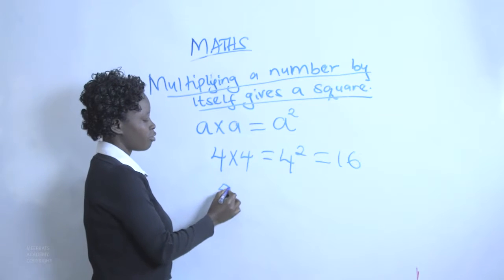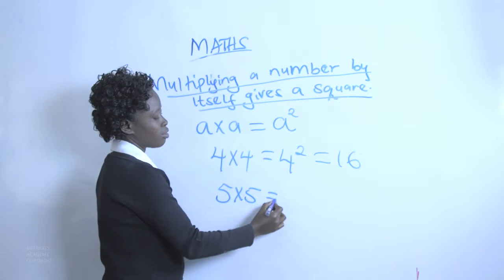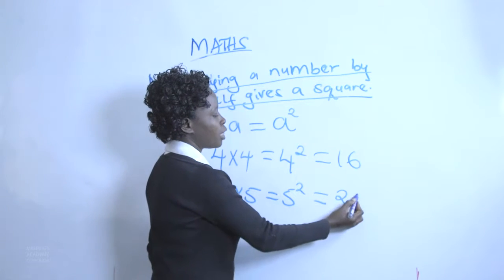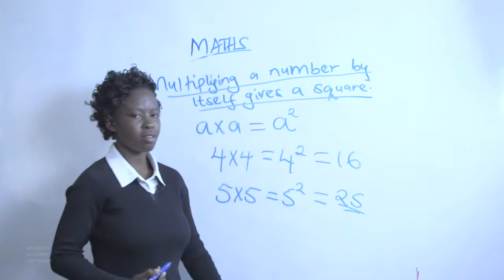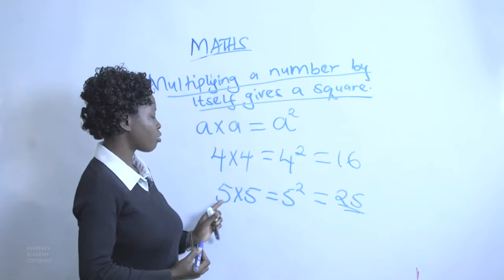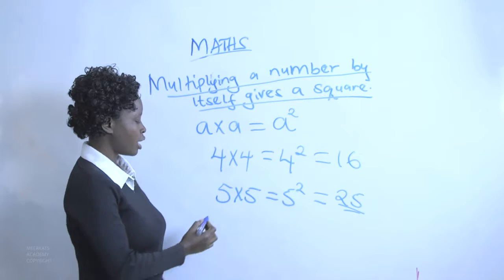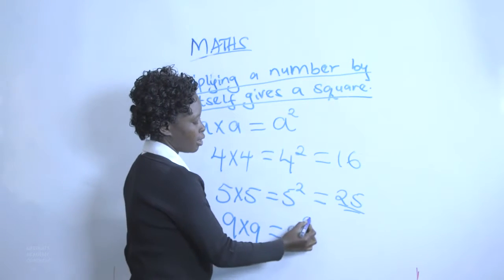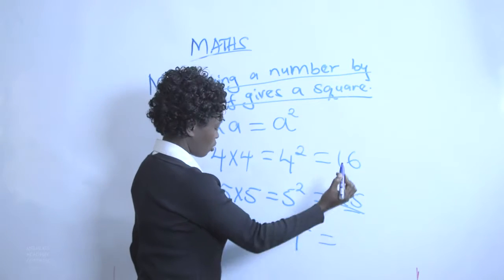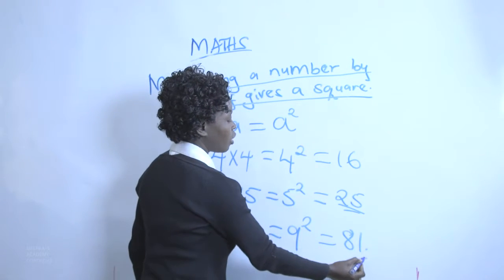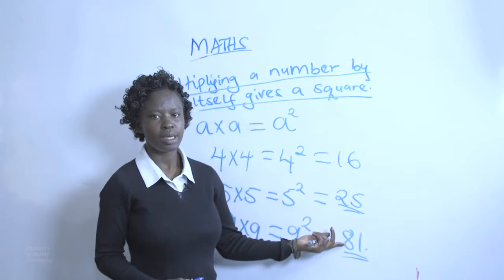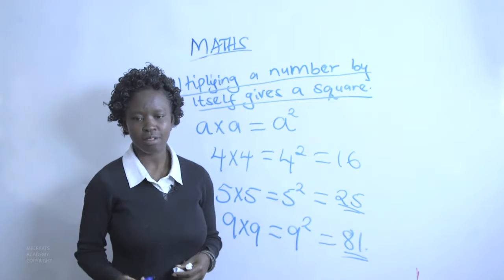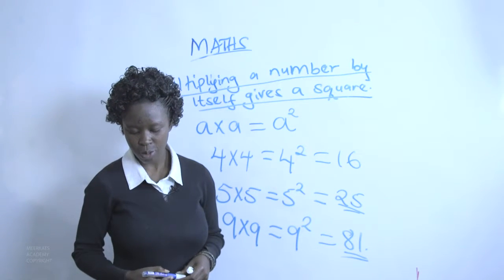Then if I have 5 multiplied by 5, it is 5 squared, which is simply 25. So that means 25 is a square of 5. If I have a number 9 multiplied by 9, then this is 9 squared. So 9 squared is simply 81. And so 81 is a square of 9. So when you are multiplying a number by itself, it gives you a square.